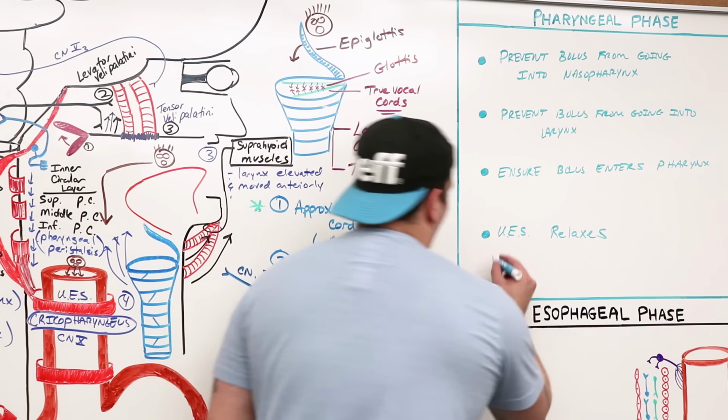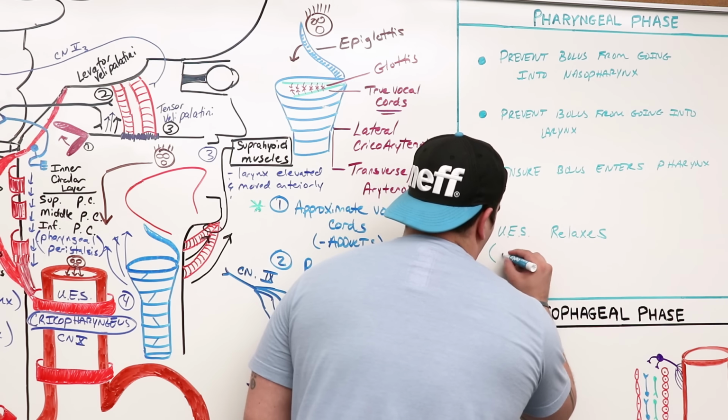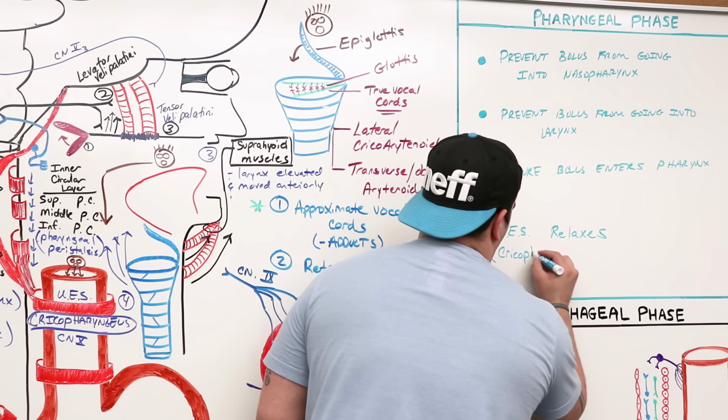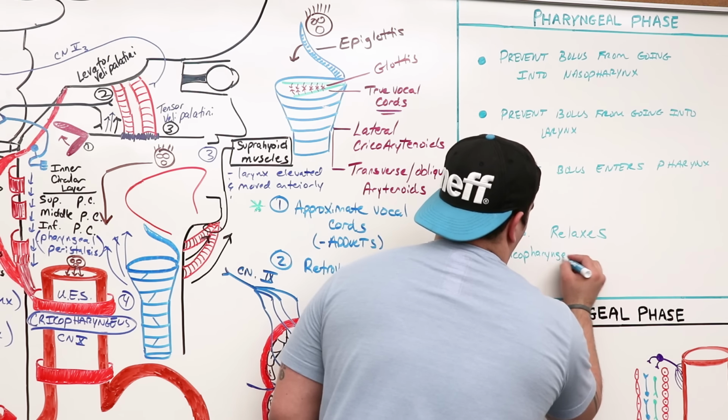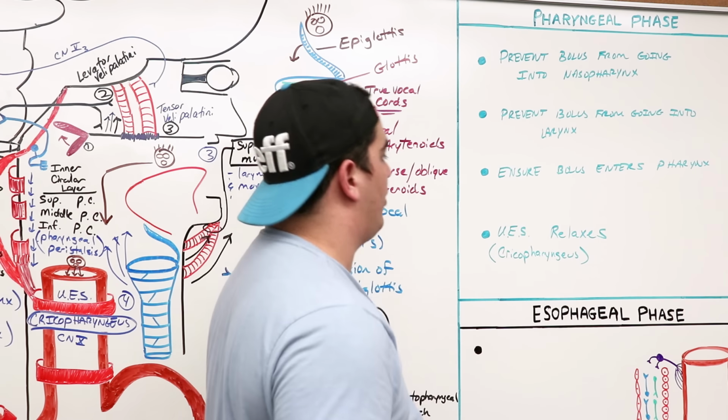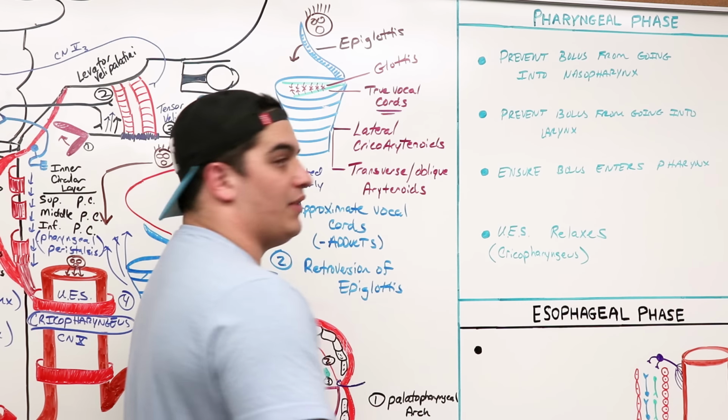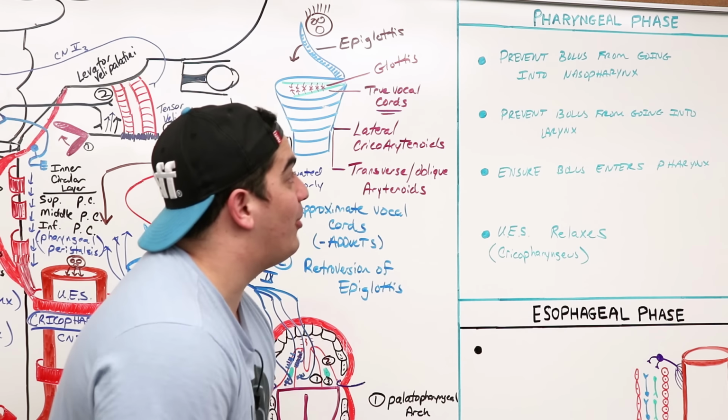And if you remember the UES, we can really say it is mainly the cricopharyngeus. It's really the lowermost part of the inferior pharyngeal constrictor, but it makes up most of the upper esophageal sphincter. That is the primary component of the pharyngeal phase.